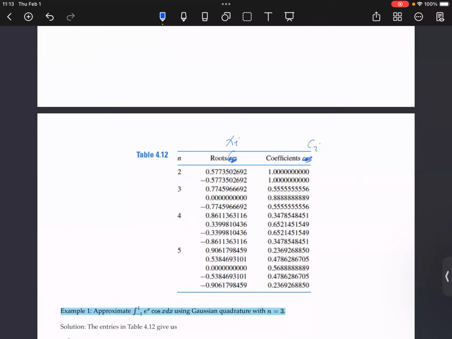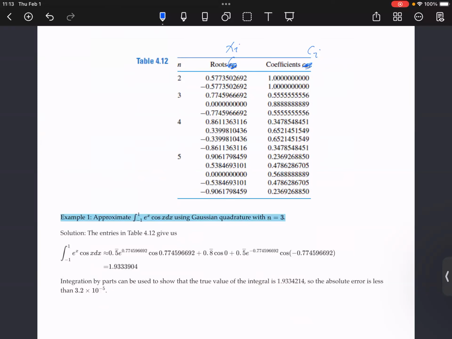So let's take a look at this example. We have the interval -1 to 1, and I've brought out all the values here because the list is so long. I'm going to calculate the integral of exponential x times cosine x. What is the question asking? We have 3 node points, so we are going to use these rows of the table. The first node point is 0.77 something, and we also have the origin here.